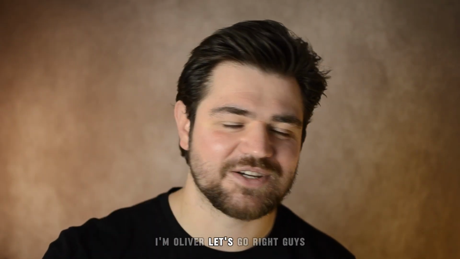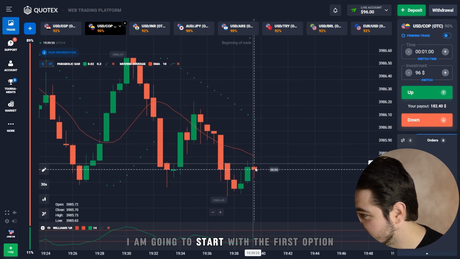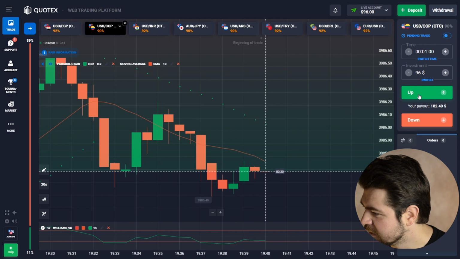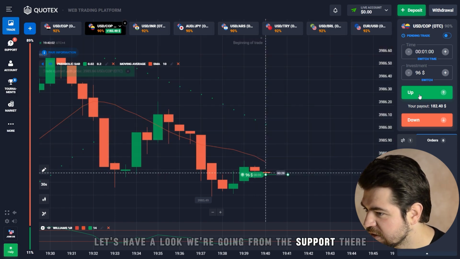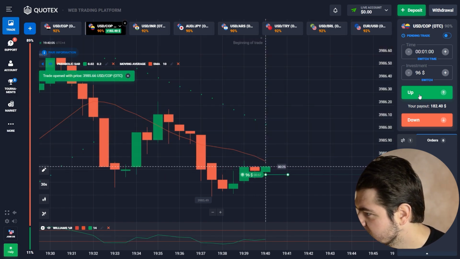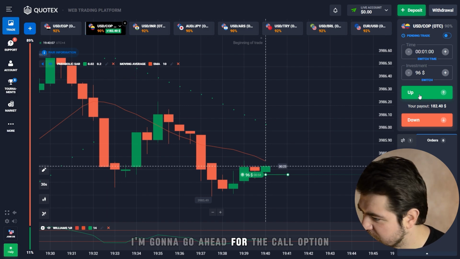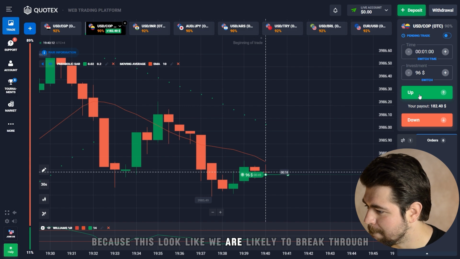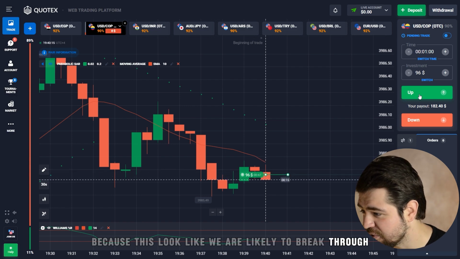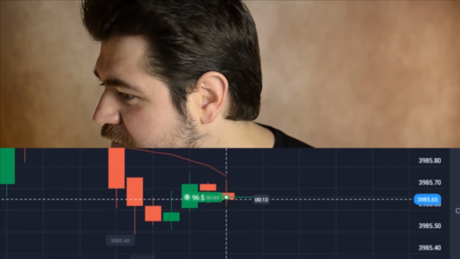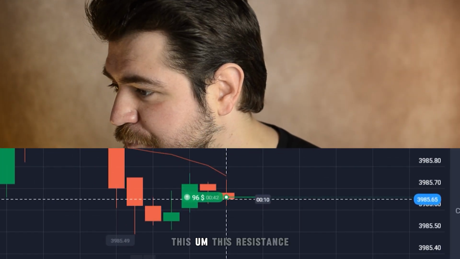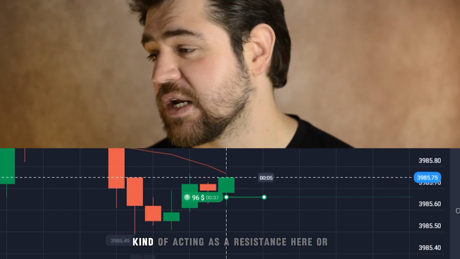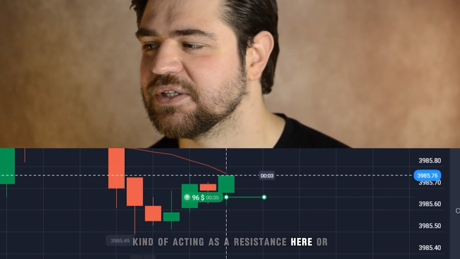I'm Oliver. Let's go. Right guys, I am going to start with the first option. We're going from the support there. I'm going to go for the call option because it looks like we are likely to break through this resistance. So we've got the moving average kind of acting as a resistance here.